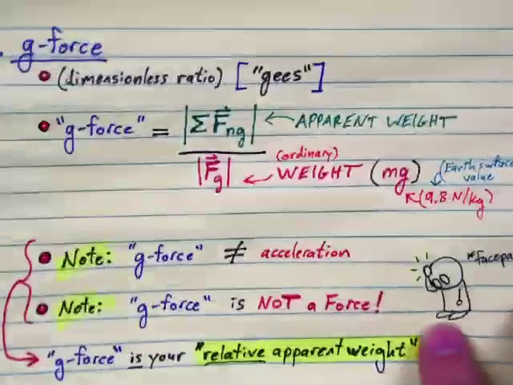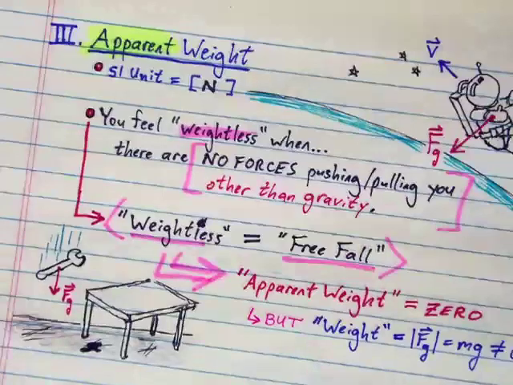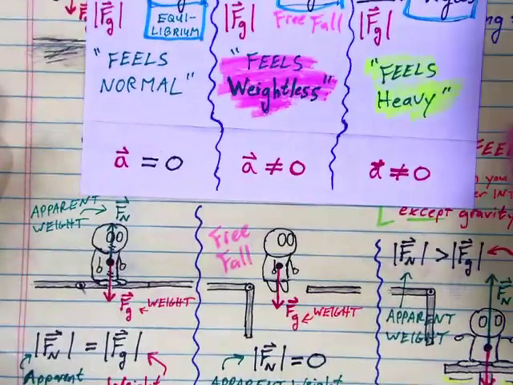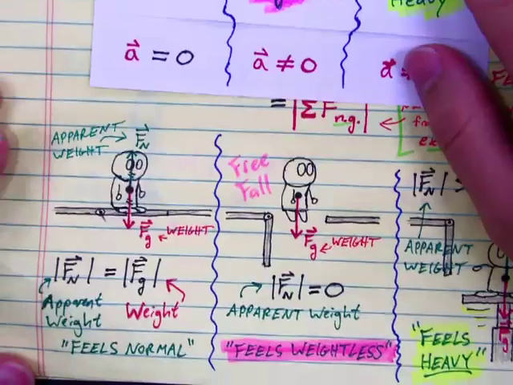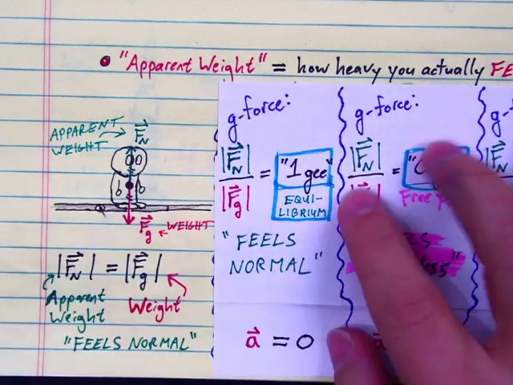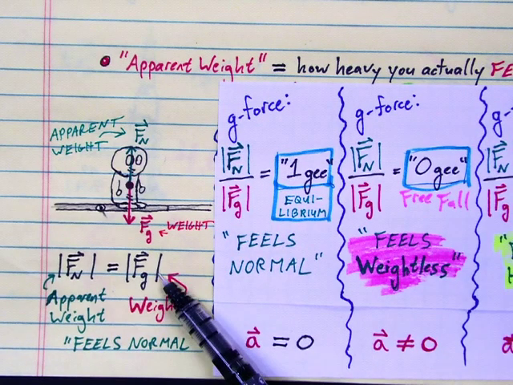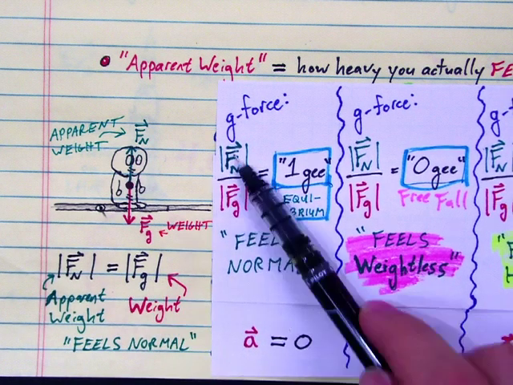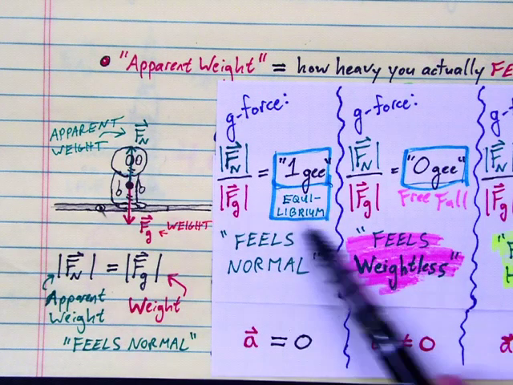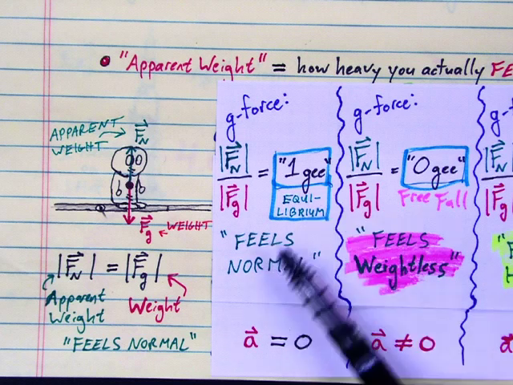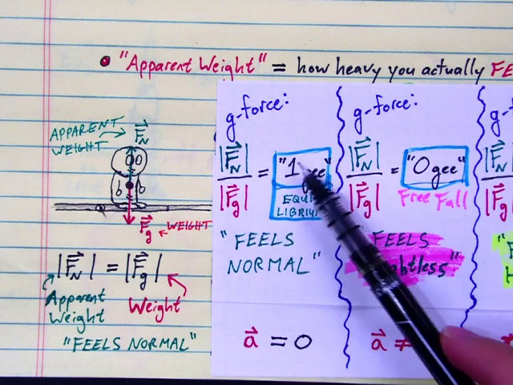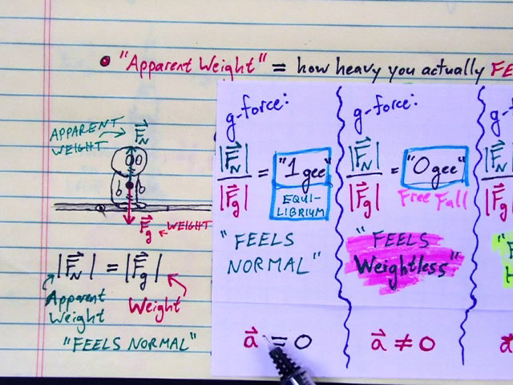So let's use this concept of g-force to look at those 3 scenarios from before. If you're standing still on a surface and your apparent weight is equal to your weight, then the ratio of the two is 1, so we say you're experiencing 1 G. In other words, you're in equilibrium here, and you feel normal. So normally, you walk around throughout your day experiencing 1 G. Note that then your acceleration is 0. That's equilibrium.